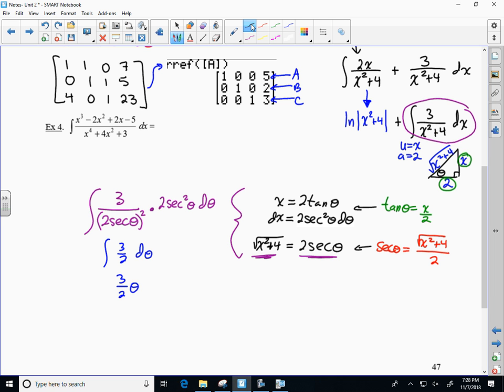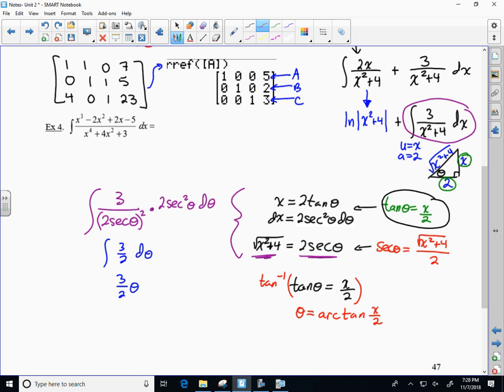All right, so to go back to what I was looking for originally, I would take my tangent function, tangent theta is equal to x over 2. Find the inverse of both sides, and you get theta is equal to the arc tan of x over 2.